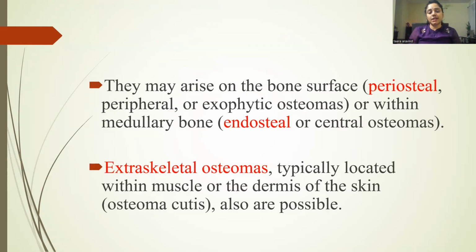If the osteomas arise on the bone surface, they are known as periosteal, peripheral, or exophytic osteomas. And if it is seen within the bone or within the medullary bone, then it is known as endosteal or central osteomas. Sometimes it can be seen outside the bone, for example within a muscle or the dermis of the skin. Then it is known as extraskeletal osteoma. Those extraskeletal osteomas present on the dermis of the skin are known as osteoma cutis.